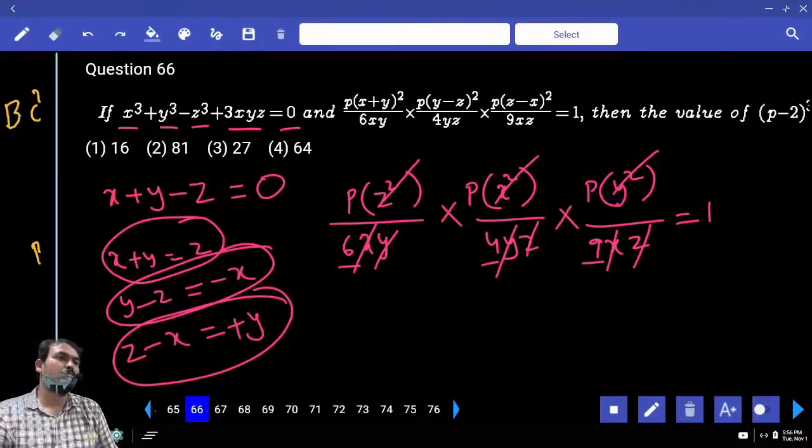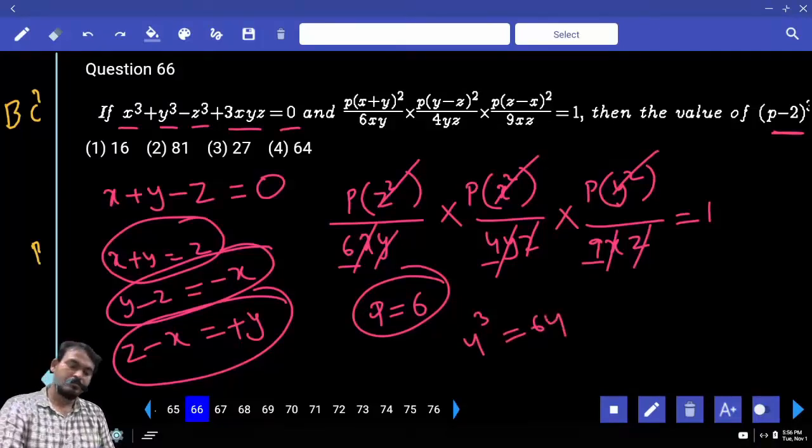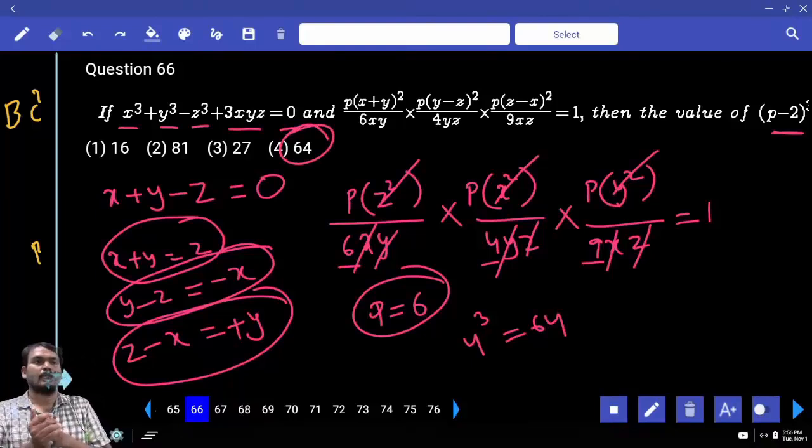216 is which one cube? 6 cube. Means p is how much? 6 or not? p value 6. But we required which one? (p minus 2) whole cube. p minus 2 means 4. 4 cube means 64. a cube plus b cube minus c cube plus 3abc equal to 0 means we just write a plus b minus c equal to 0.